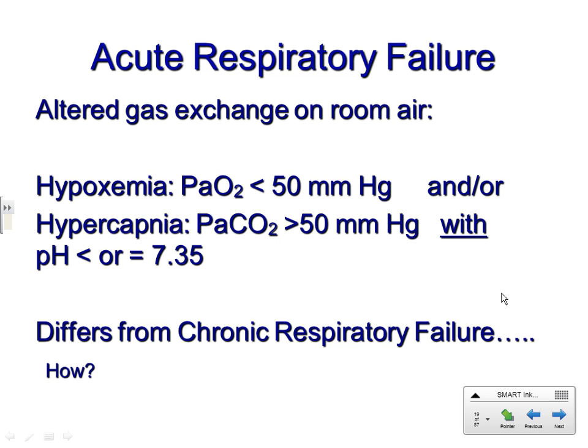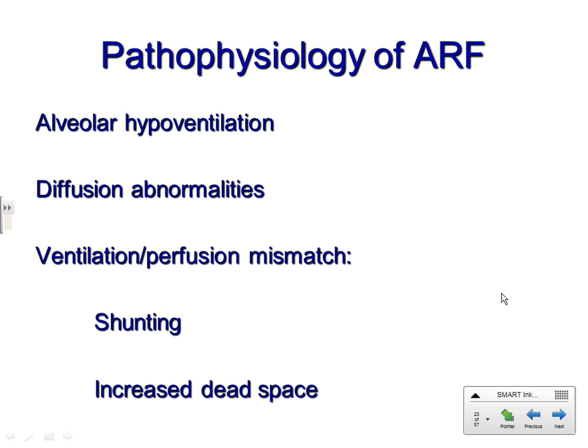I always want to say acute renal failure because ARF kind of sticks in my head, acute respiratory failure. You can have it as a result of alveolar hypoventilation. So what are some of the things that are going to make it hard for the patient to ventilate? What kinds of conditions are examples of that? What's that?